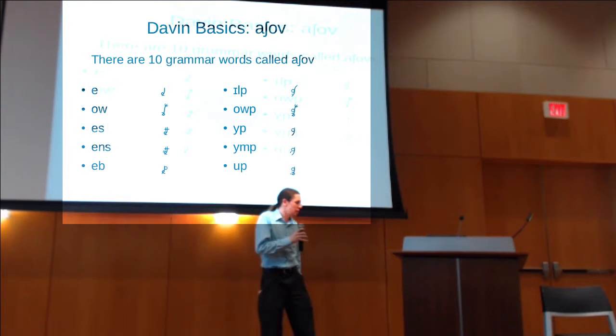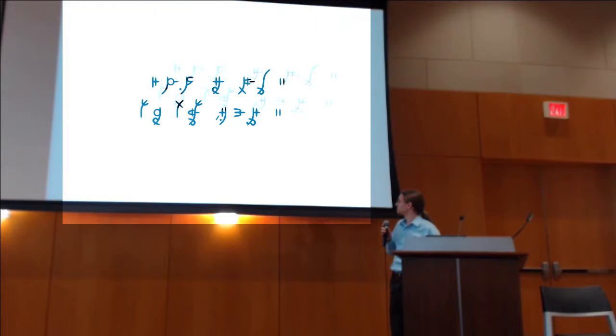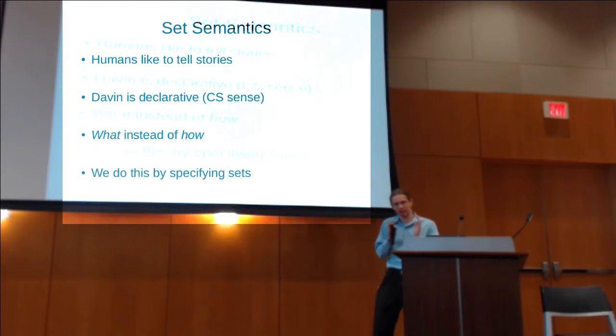Alright, so now we have to be perfect at it, right? We can read that sentence. Now, we need to go back to some more basics. So here's the idea of set semantics inside Davin versus maybe a more intuitive thing to think about.